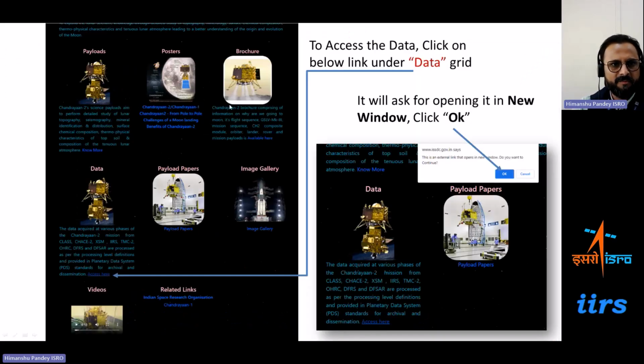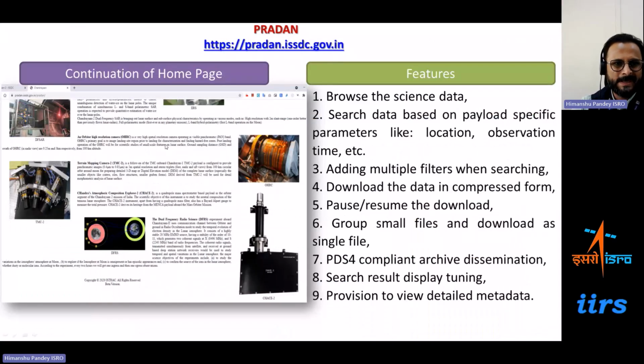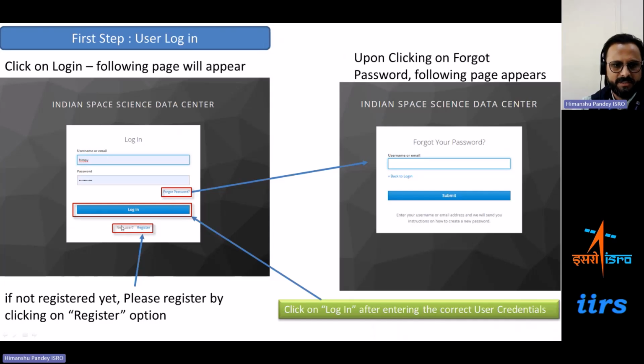Once you go to Chandrayaan 2, there is various information, whether it's payload, brochure, poster, papers, everything is available. You have to click on data grid, then click on access. Once you click on access, it will ask you to open a new window. It will take you to the Pradan. Now this is the Pradan website. You have to click on login. Here various features are there for Pradan. Once you click on login, you will be logged in. If you are a new user, click on register the first time. If you have already registered, click on forgot password.